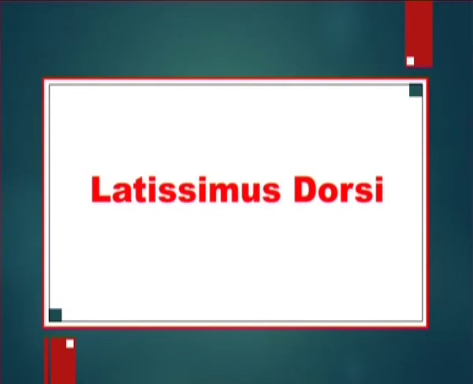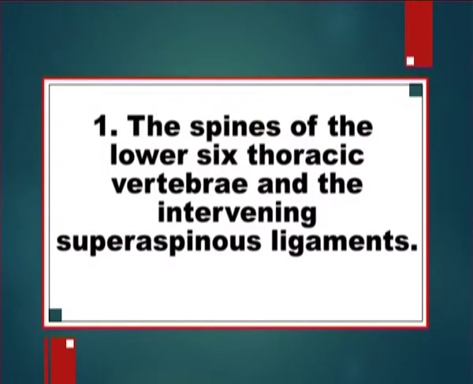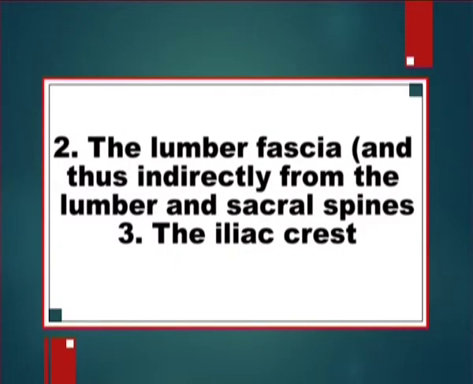Latissimus Dorsi. Origin. The latissimus dorsi has a long origin from the following: the spines of the lower 6 thoracic vertebrae and the intervening supraspinous ligament, the lumbar fascia, and thus indirectly from the lumbar and sacral spines.